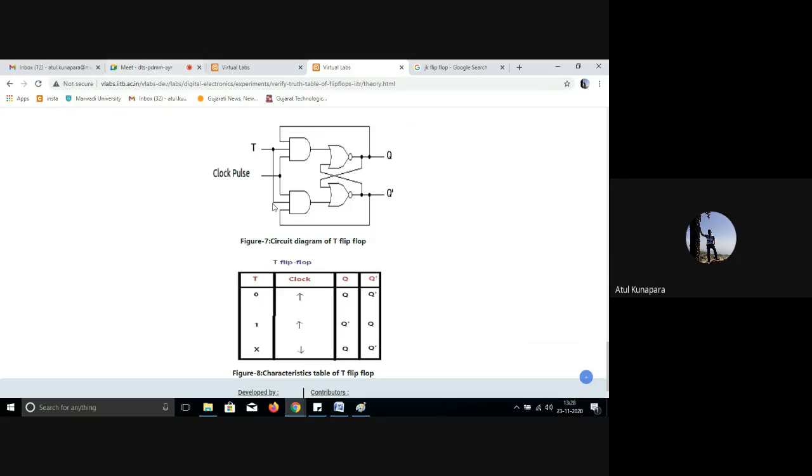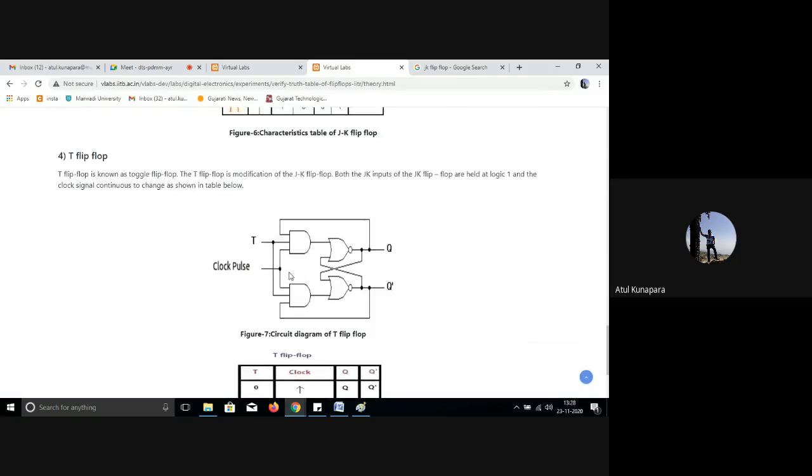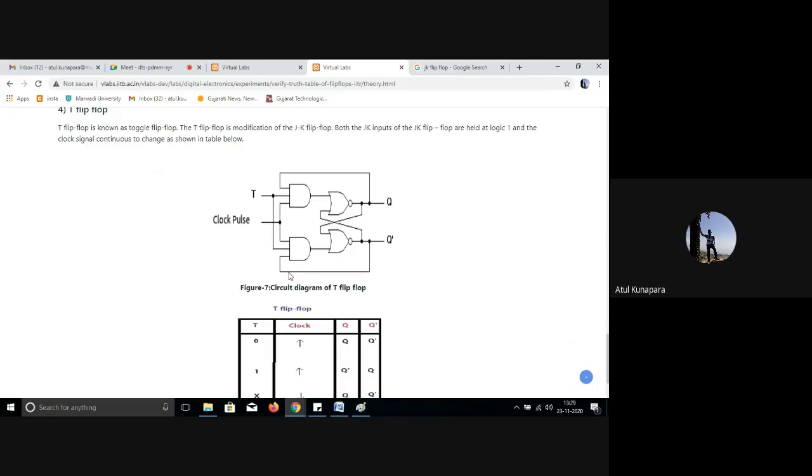So are you getting this? So this is about all the flip flops. RS flip flop, then D flip flop, then JK flip flop, and now we are talking about T flip flop. Ultimately, all these flip flops have an RS latch inside. But with this RS latch, we put some logic gate combination outside to represent different flip flops at the output side. Okay.